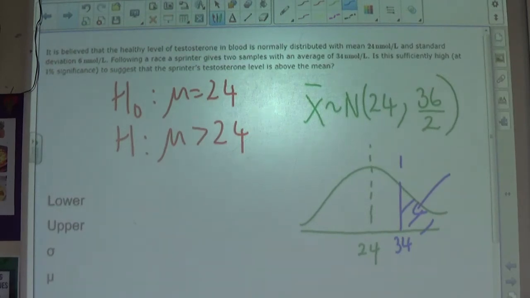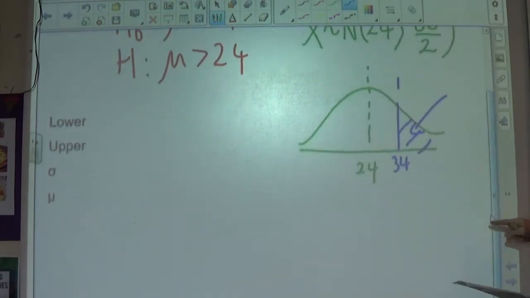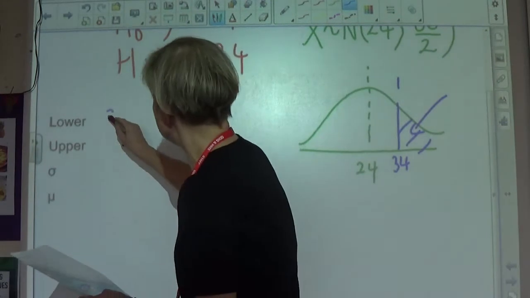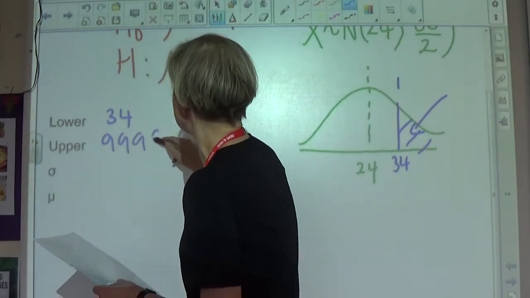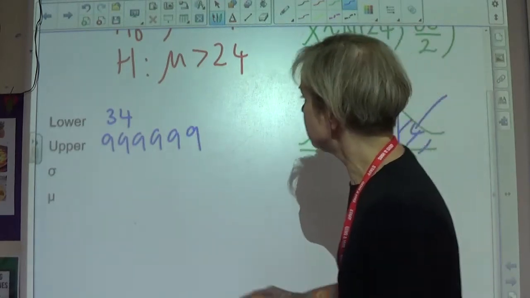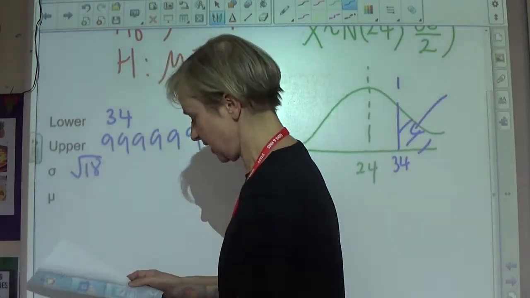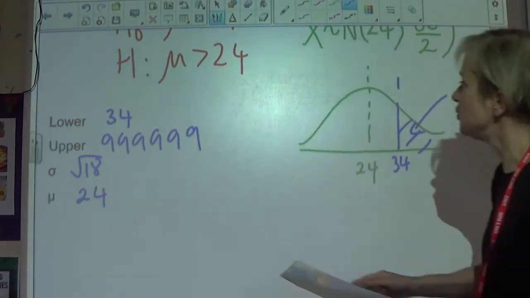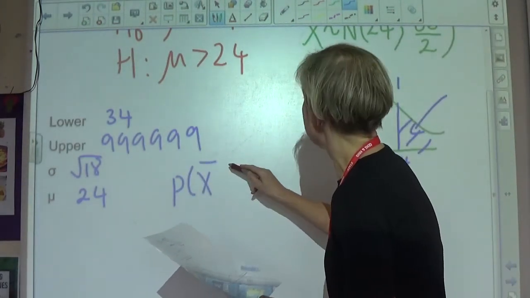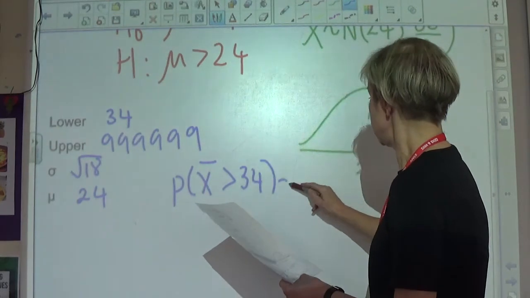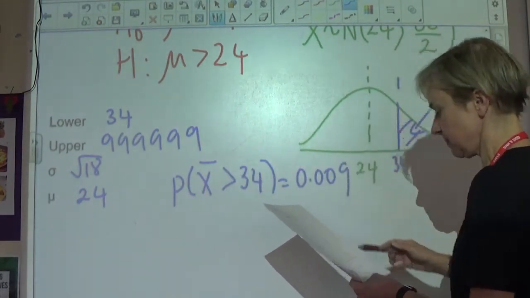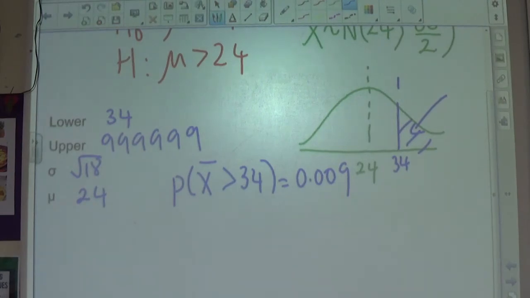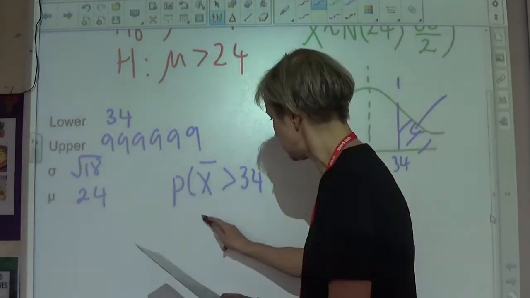You get your calculator, you are in your menu for stat, you are doing normal CD, so your lower limit is 34, your upper limit is an enormous number. Your sigma is the square root of 18 and your mu is 24. So you would substitute that into your calculator and you find the probability of x bar being greater than 34 is 0.009. Now compare this with your level of significance, and your level of significance was 1%.